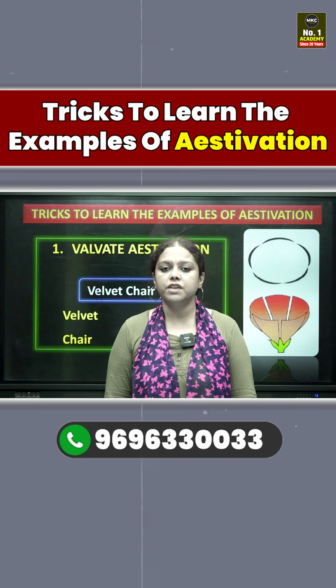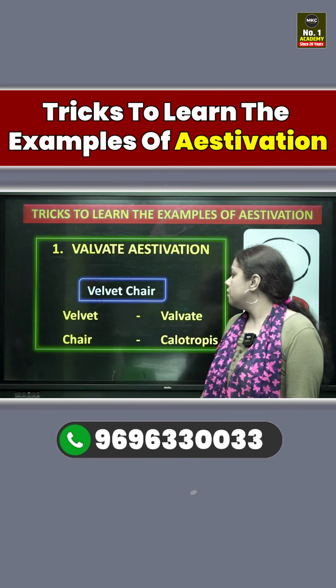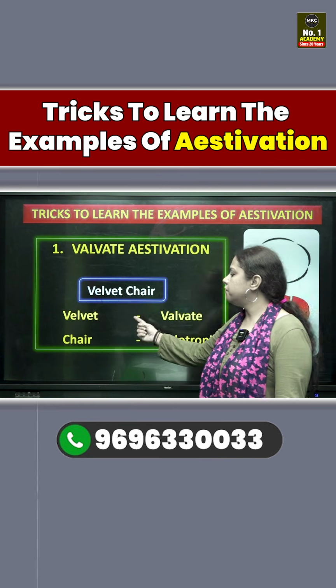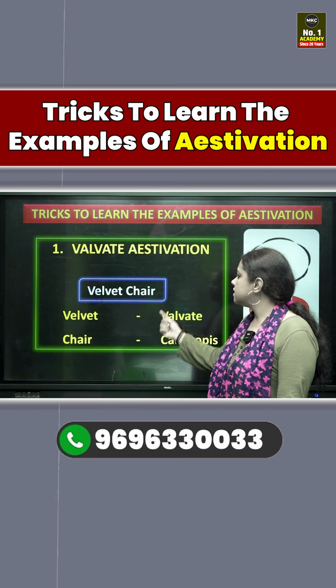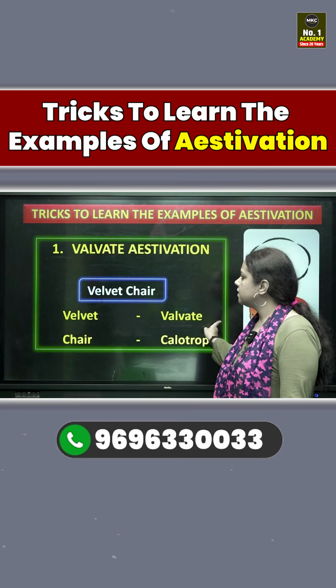What is that easy trick that will make you remember all the examples? That is velvet chair. The V of velvet is for valvate. The C of chair is for, there's only one example, calotropis.